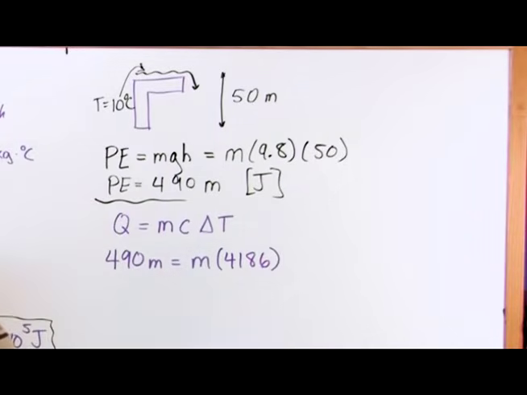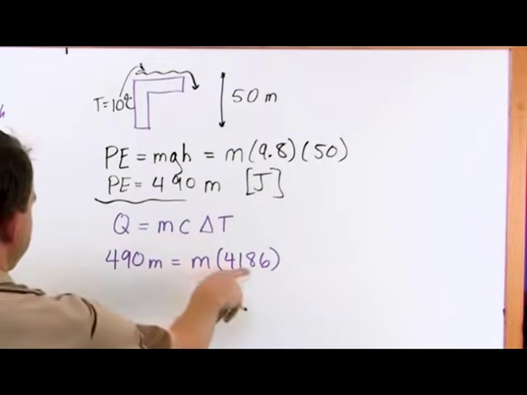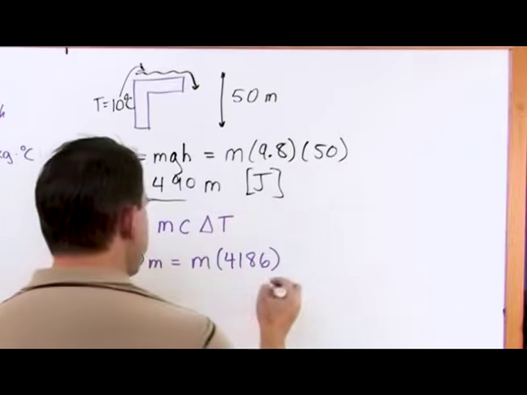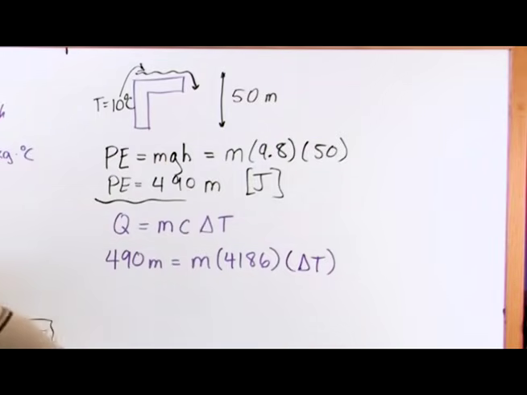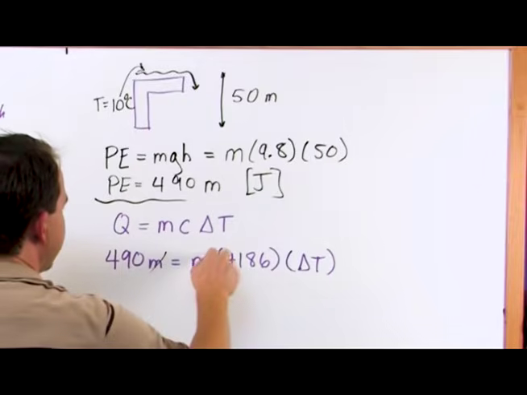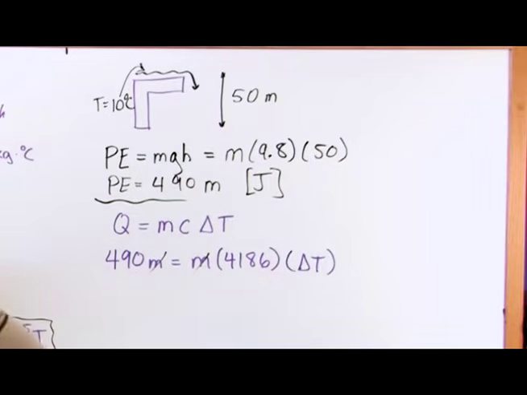4186 joules per kilogram degree Celsius. You're just going to have to memorize that one because you're going to work so many problems involving water. That's the specific heat of water, times delta T. Now this is interesting. Look what happens. The mass on the left cancels with the mass on the right. So the mass isn't relevant.